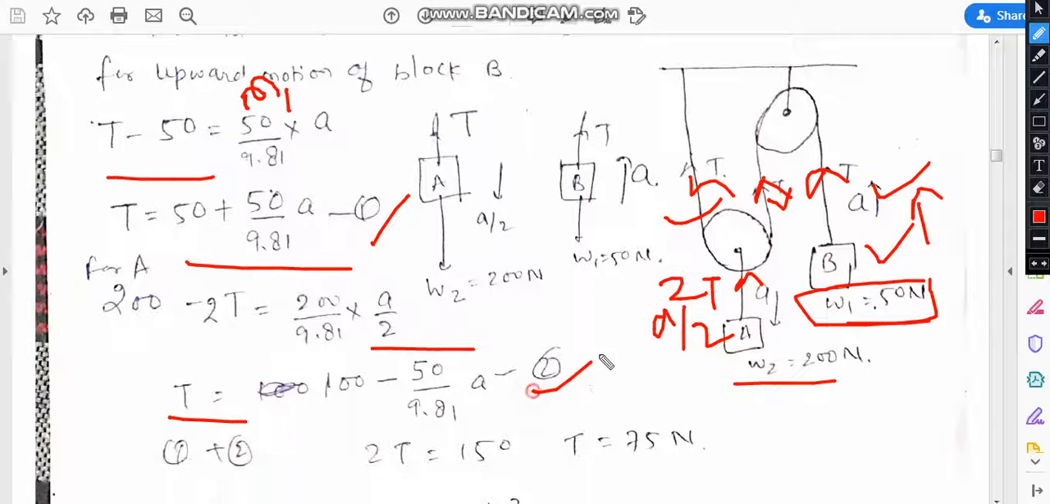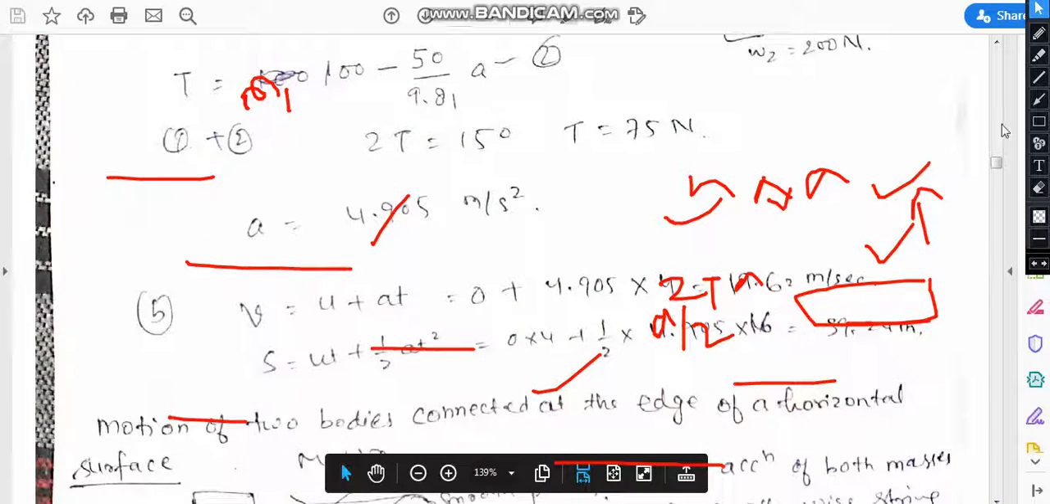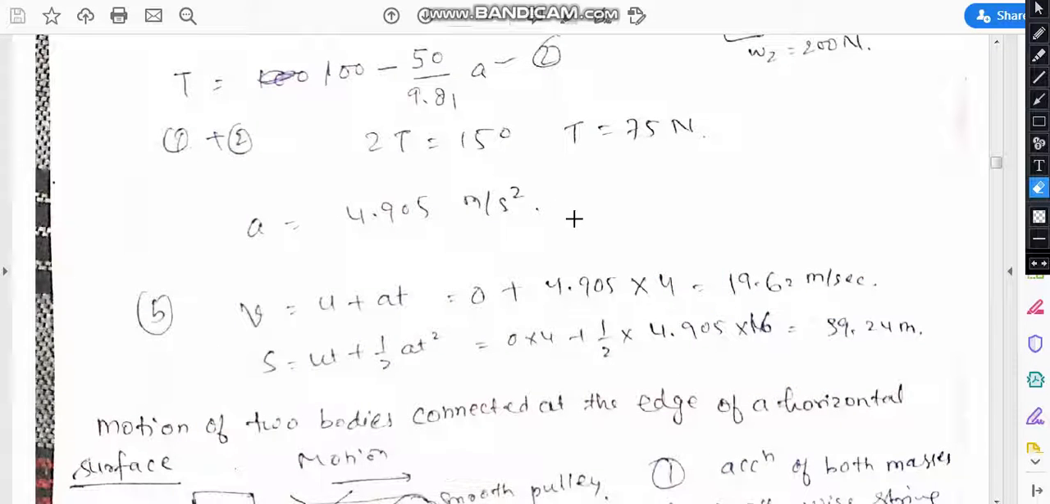By solving equations 1 and 2, we obtain the tension T as 75 Newton, as well as the acceleration, which is 4.905 meter per second square. Now proceed to find the velocity as well as the displacement of the body. U is equal to 0, because the motion starts from rest.